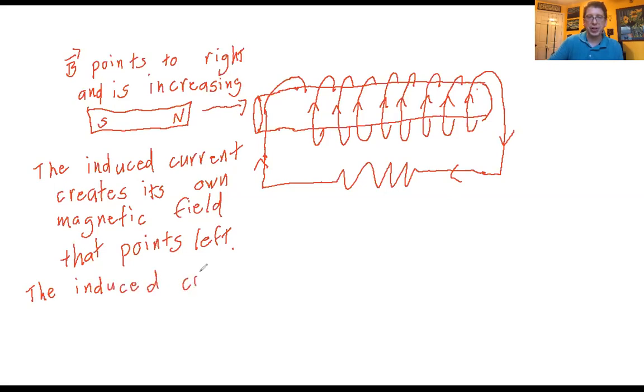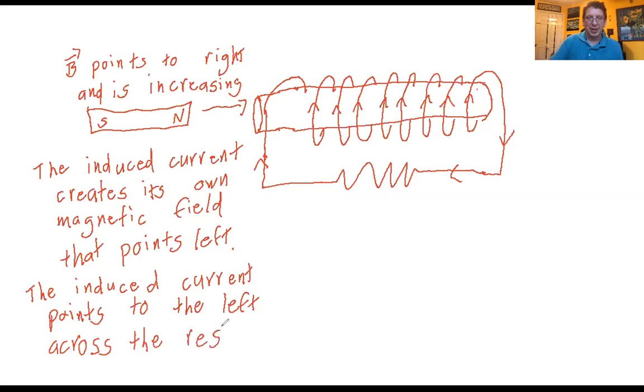So the induced current points to the left across the resistor. And so that's how you solve that problem. The key is to visualize it correctly. And it's a bit of a challenge. But again, you want to be able to visualize it so you can see what direction the current is circling through the coil, because that's how you solve the problem.